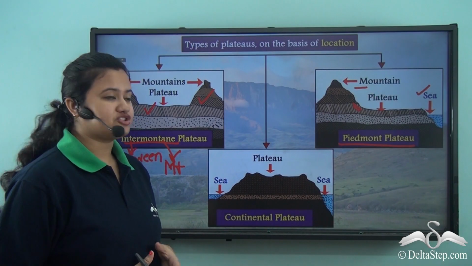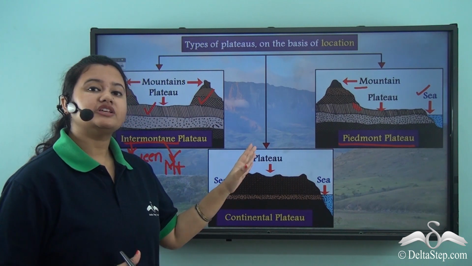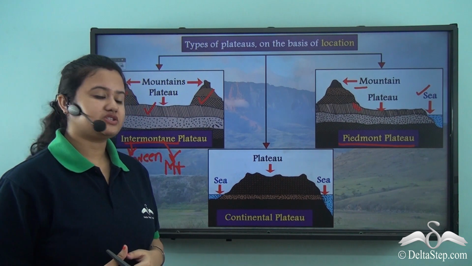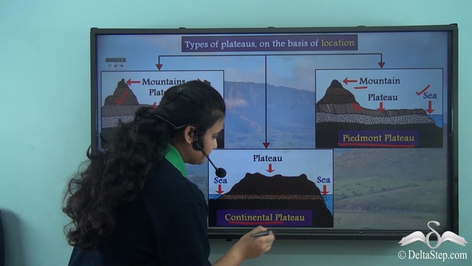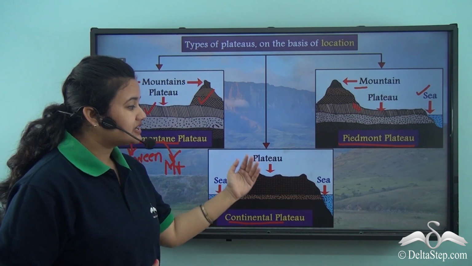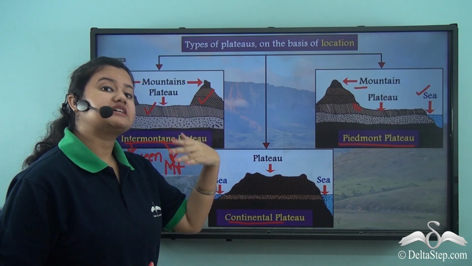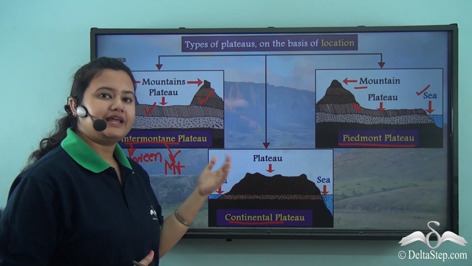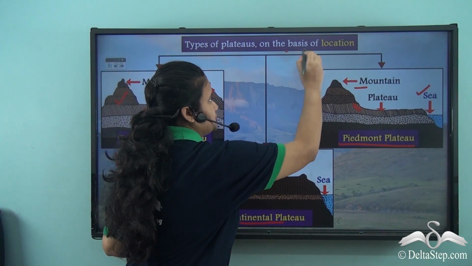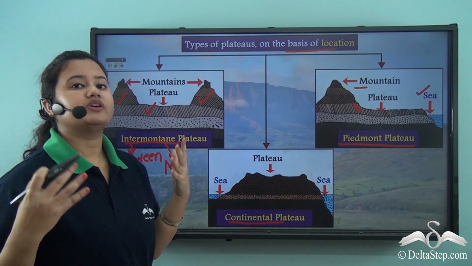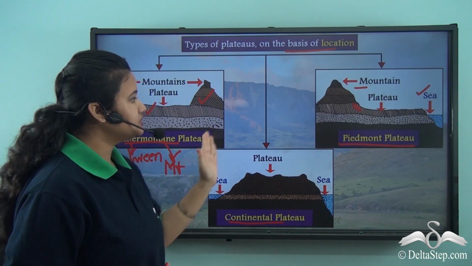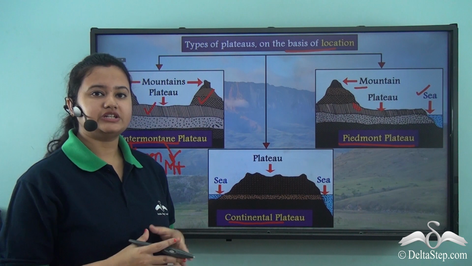Now in the third picture, we find that the plateau is surrounded by sea on all the sides, and such a plateau is known as a continental plateau. So a continental plateau is such a type of plateau which is surrounded by sea, or it can also be surrounded by plains. So on the basis of location, that is where a plateau is found, we can classify the plateaus as intermountain, piedmont and continental.